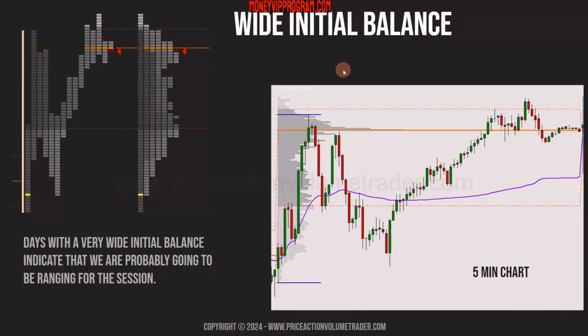On days where we have a wide initial balance, meaning that the first 2 periods are very big, in this case you can see right here how period A and B were very big. You can see by this bar that we had a very wide initial balance. Days with this are probably going to be ranging for the session.